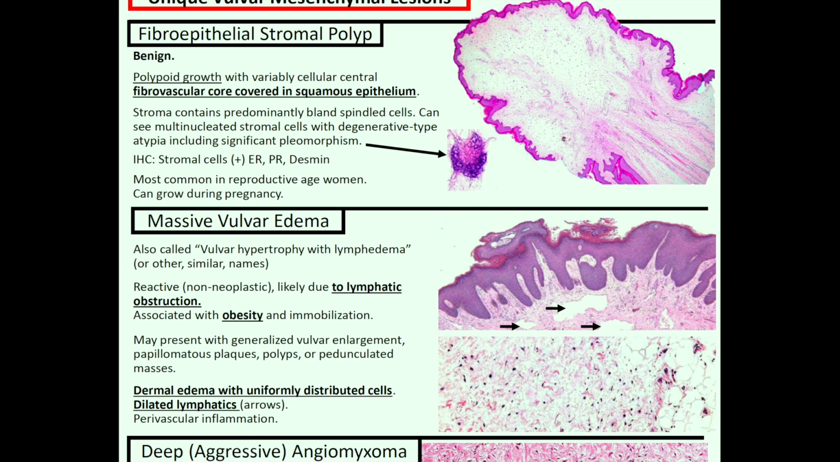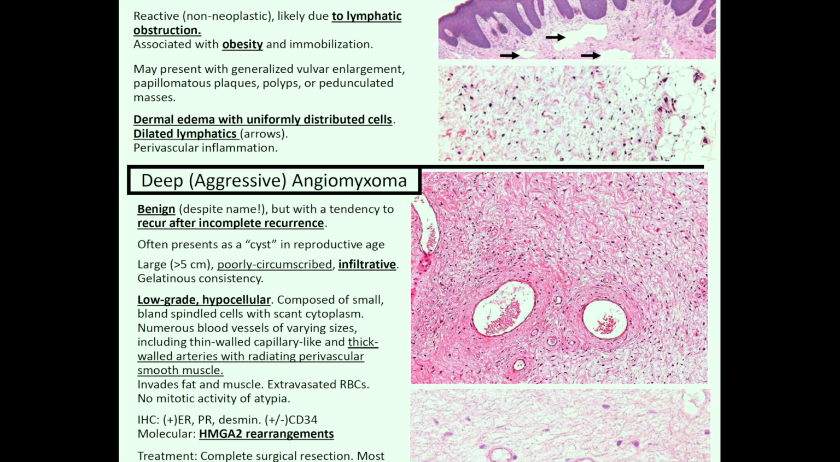The next category is unique vulvar mesenchymal lesions. The first of which is a fibroepithelial stromal polyp. So this is benign. You're going to have polypoid growth with a variably cellular central fibrovascular core covered in squamous epithelium. The stroma contains predominantly bland spindled cells, and you can see multinucleated stromal cells with degenerative-type atypia, including significant pleomorphism. For IHC, the stromal cells are going to be positive for ER, PR, and desmin, and these fibroepithelial stromal polyps are most common in reproductive-age women, and they can grow during pregnancy, which would make sense if they're positive for ER and PR, as you have various hormone fluctuations at that time.